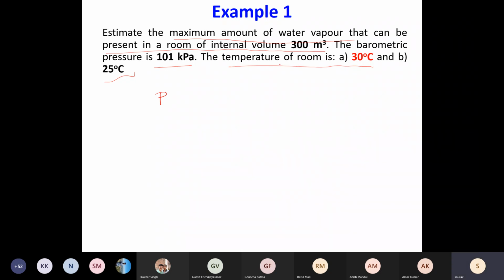If you make that assumption, can you estimate the amount of water vapor present in this room? Do you know what the pressure is? You can apply PV equals mRT, where R is the specific gas constant. What would be the pressure? Temperature is given as 30 degrees in one case and 25 degrees in the other. Find the saturation pressure. Yes, you just have to find the saturation pressure at this temperature. Whatever mass you get is the mass of water vapor present in this huge room.